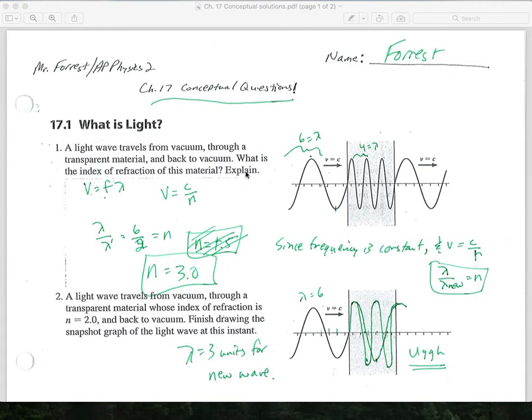All right, here's the Chapter 17 conceptual question solutions.